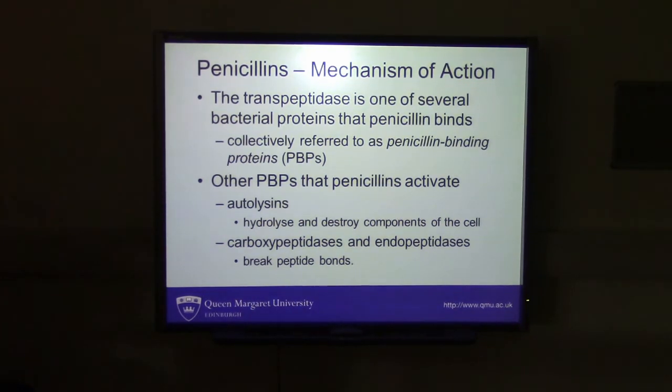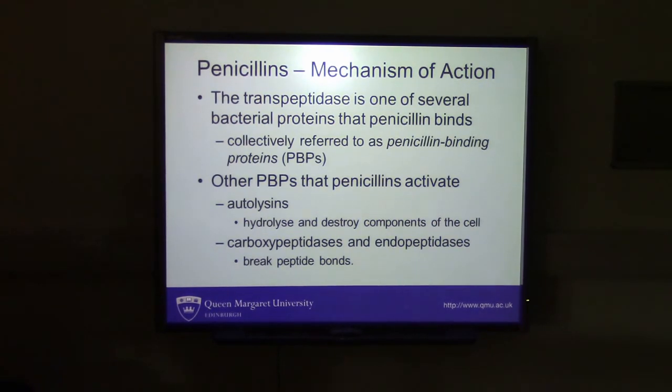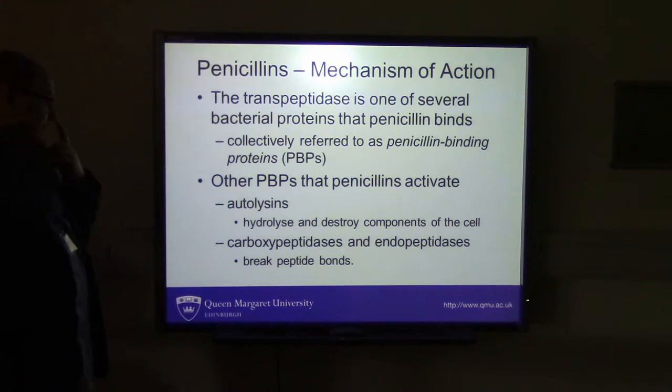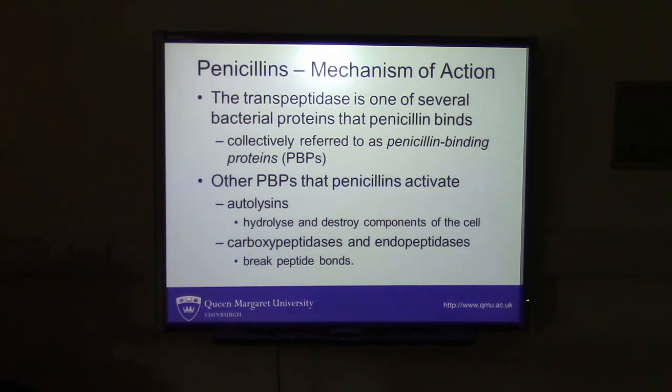Now, the transpeptidase that we mentioned is one of several proteins that penicillin binds to. The ASE ending at the end means it's an enzyme, but enzymes are of course proteins. Because this is one of several bacterial proteins, they're referred to collectively as the PBPs, the penicillin binding proteins. Other PBPs that penicillin activates include the autolysins, and when you activate the autolysins, they cause the hydrolysis and destruction of the components within the cell. Penicillin also activates the carboxypeptidases and the endopeptidases, which break down the peptide bonds and therefore impact on the formation of proteins. And proteins can be structural and functional.